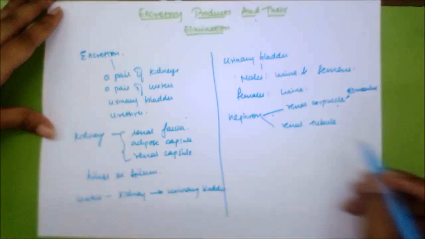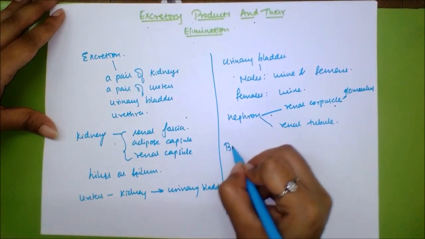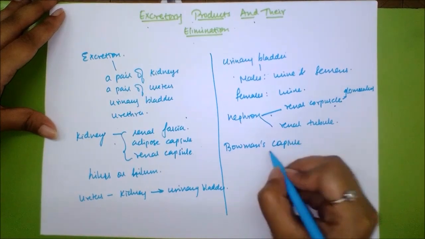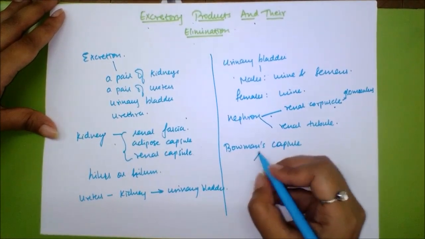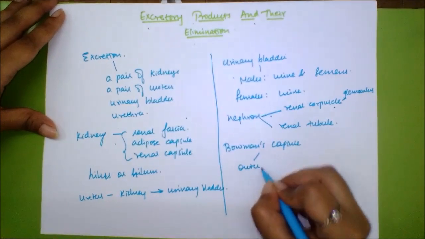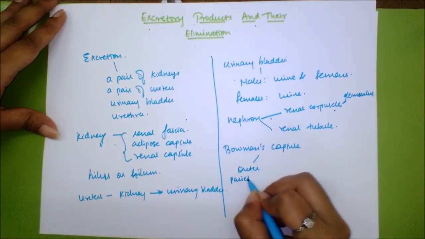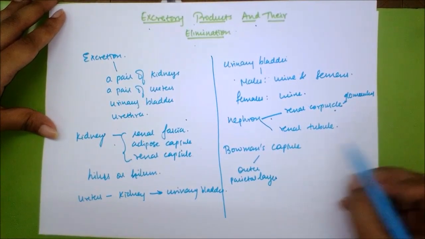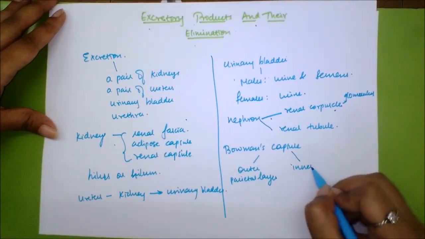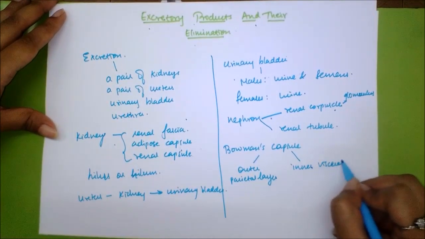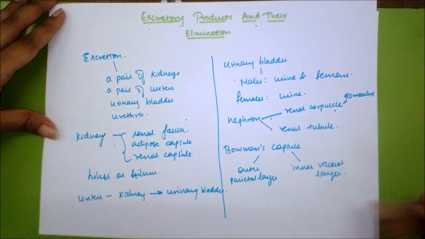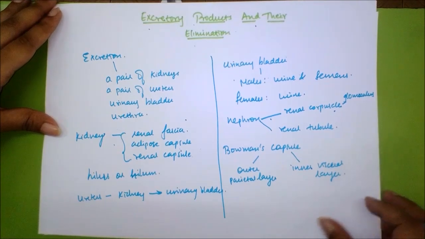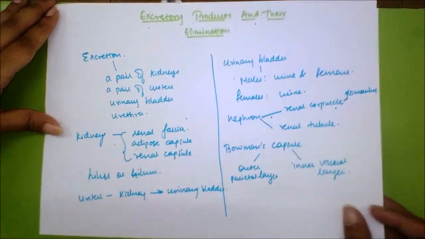Bowman's capsule consists of two layers: an outer parietal layer, which consists of simple squamous epithelium, and an inner visceral layer, which consists of specialized epithelial cells called podocytes, containing filtration slits through which the filtrate filters.